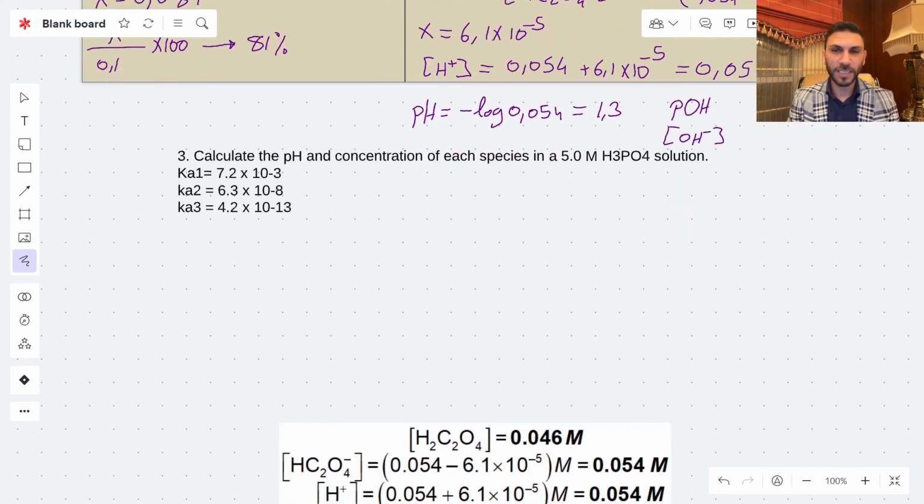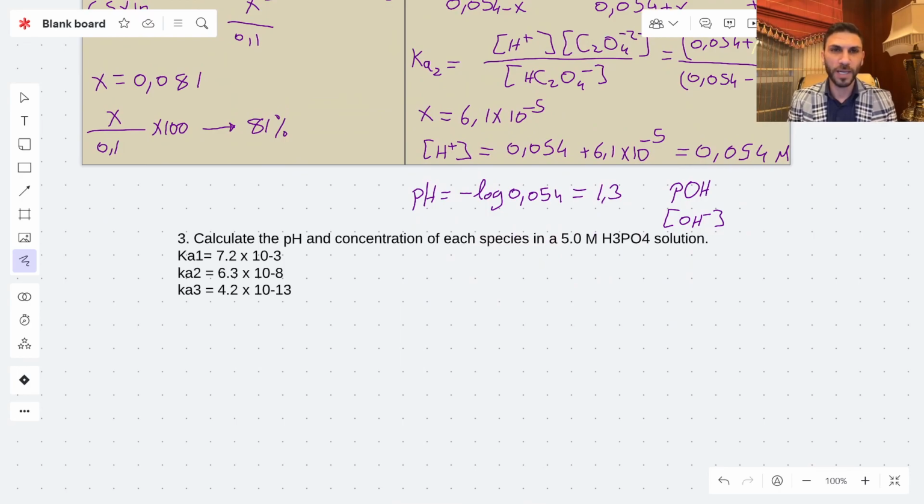Last example, guys, I would like you to have it as a problem to practice about diprotic and triprotic acids. I hope you guys learned something new.